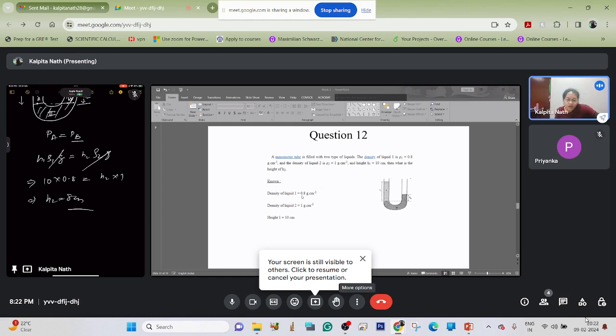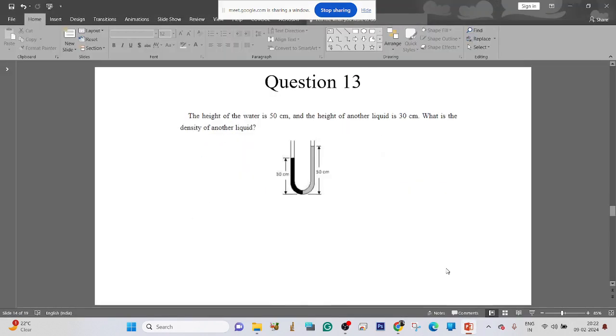Okay. Next question. So we are doing a lot of problems on manometer. And even if it will be appearing for GATE manometer questions, it will be there once. So in most of previous year questions, you can find manometer questions came. So you won't get stuck at any question. That's for sure. So the height of the water in the manometer is 50 centimeters, and for another liquid is 30 centimeter. What is the density of another liquid? Solve this.